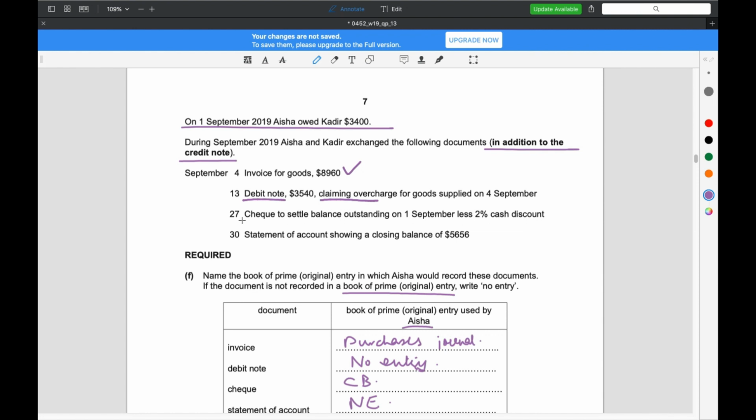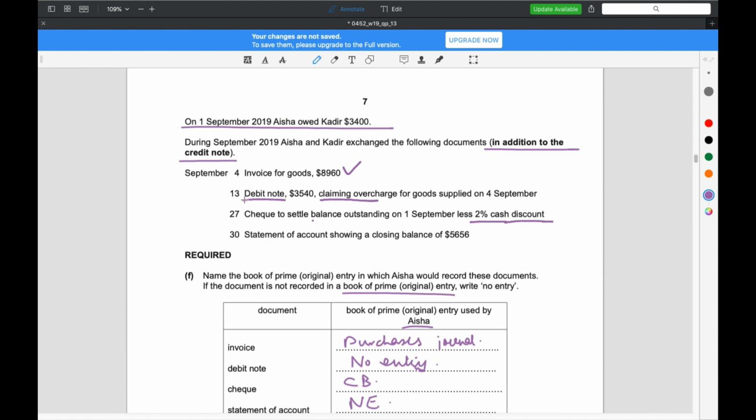Okay. So September 27th, check to settle balance outstanding on 1st September less 2% cash discount. So the balance outstanding on 1st September is right over here. She actually owed Kadir $3,400.